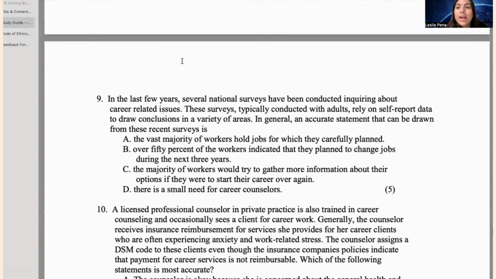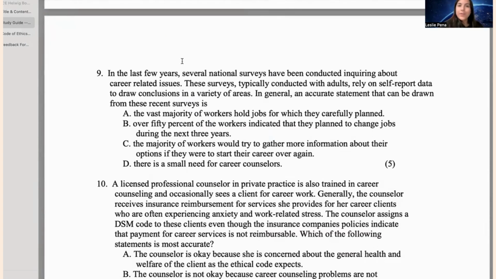Next, number 9. In the last few years, several national surveys have included inquiring about career-related issues. They're very important. These surveys, typically conducted with adults, rely on self-reported data to draw conclusions in a variety of areas. In general, an accurate statement that can be drawn from these recent surveys is what? And I will let you guys read that because I do not want to.